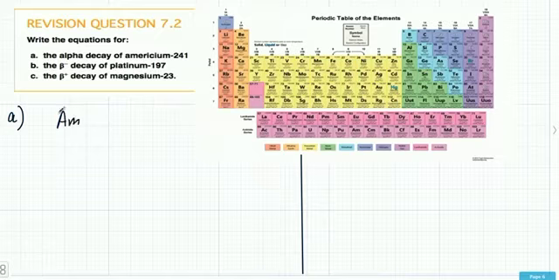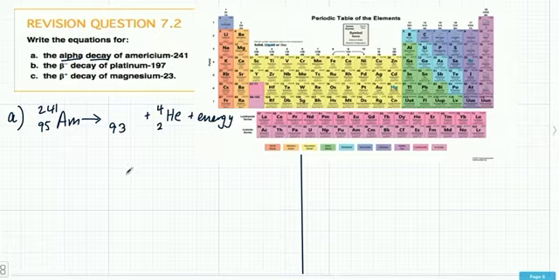So AM 241. We do have to find where that is on the table. It's down here, which is 95. So atomic number 95. The alpha decay. So a nice way of doing these is I actually write the alpha particle first. I know an alpha particle is 4,2 helium nucleus plus energy. And that means there's something else here. So this is where I'd look now at the bottom numbers. 95. Something plus 2 has to be 95, so that has to be 93.